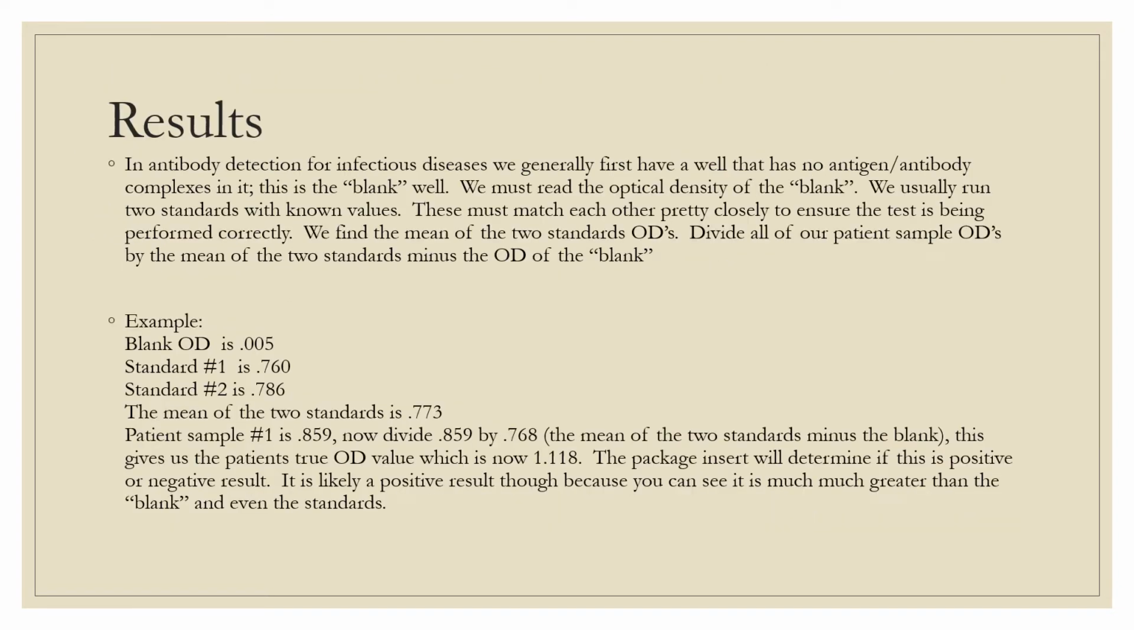To determine if our wells are positive in an indirect ELISA, what we do is compare it to the blank well. Usually our first well is the blank well, and we can minus out the blank from our optical density readings. For example, if you have a blank optical density of 0.005, we can run two standards, and we're going to take the average of those two standards. Then we take the average of those two standards and minus out the optical density value of the blank, and then we're going to divide by the mean of the two standards. This determines if our wells are positive or negative for the antibody.